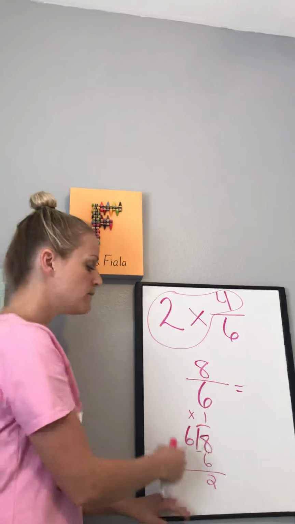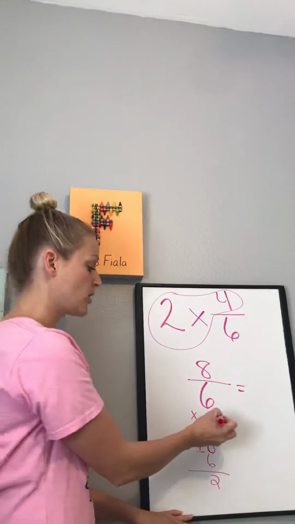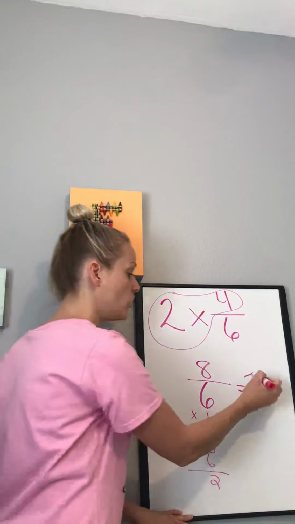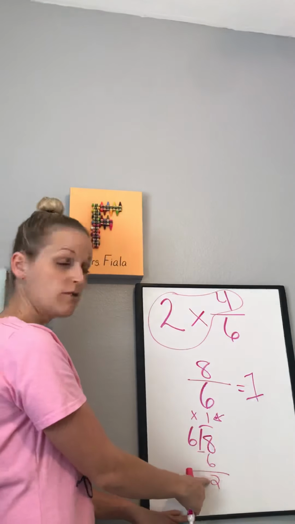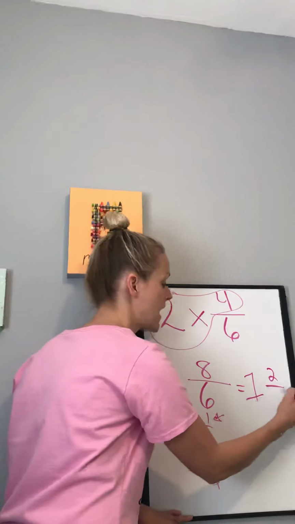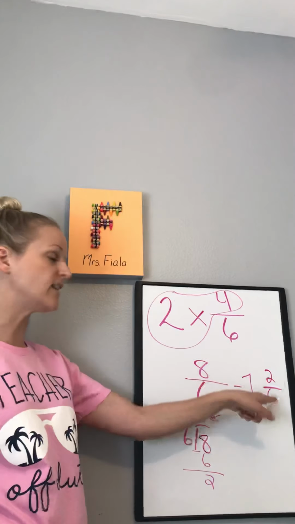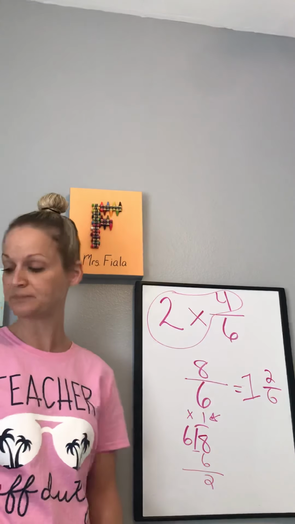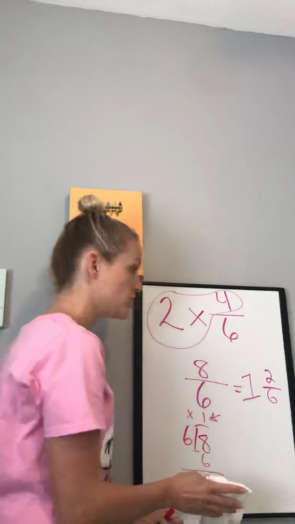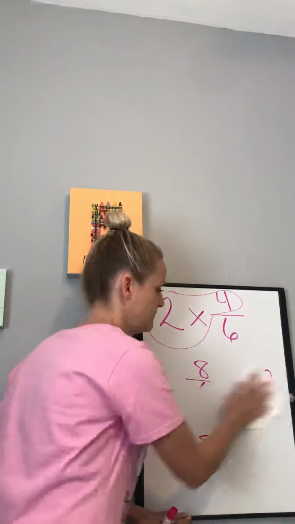So now, what mixed number did I create here? Remember, the number on top of the house is your whole number. The number that's left over, your remainder, is your numerator, and your denominator doesn't change. So my answer here is 1 and 2/6. You will see a question just like that on your quiz.